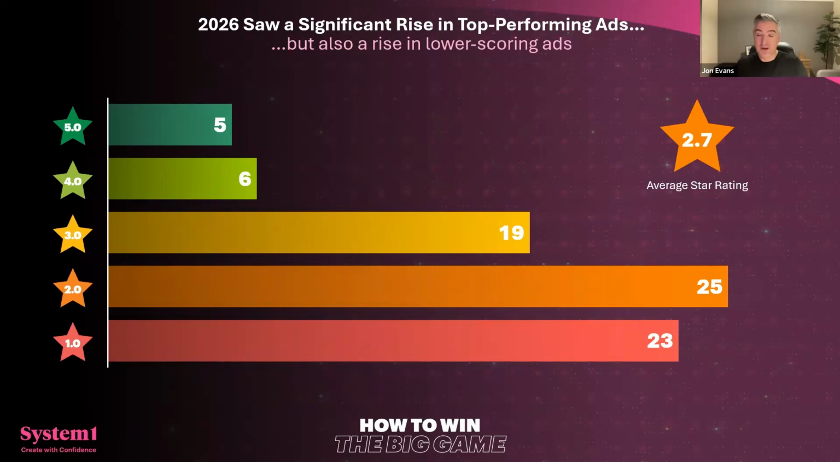On the other end, what we see is a lot of 1 and 2 star. So what we found this year is there's a real polarization between brands that are really good and getting better at delivering on the big game, and lots of new advertisers, particularly AI, delivering less good advertising and filling out the 1 and 2 star at the bottom.